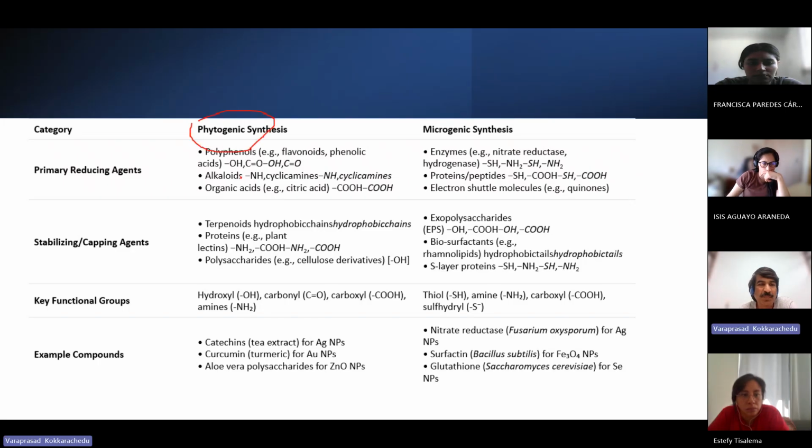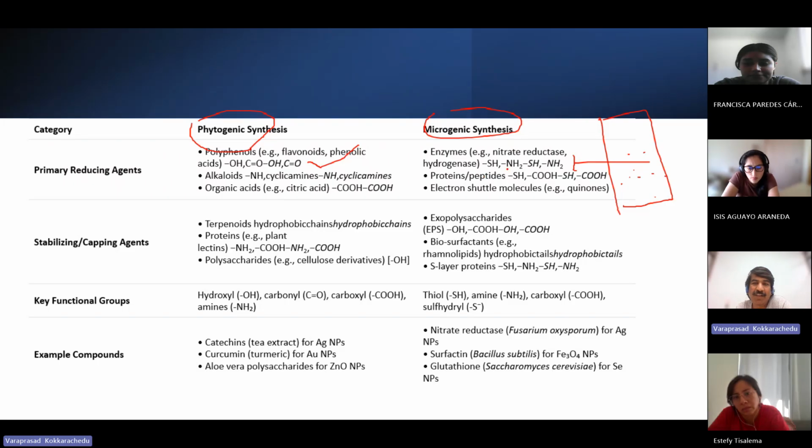In the phytosynthesis process, the main functional groups are OH groups and C double bond groups. In the biogenic synthesis process, while growing the cells in the tube, these cells can release these kinds of functional groups into the medium, like thiol groups and different ammonium groups. They are going to be useful for the synthesis of nanoparticles. And we can also say these molecules act as stabilizing, capping agents.